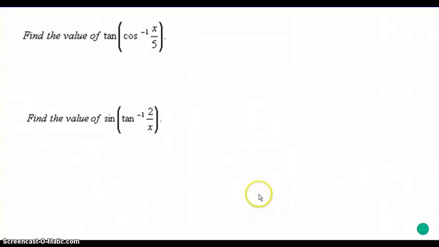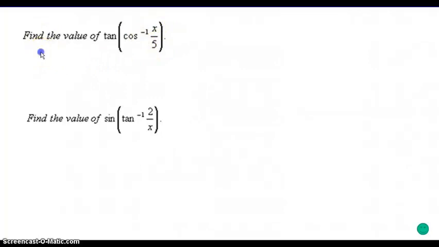We'll quickly finish up this lesson and then we'll get down to some homework and remind ourselves about inverse trig functions and things like that. So here's one that says find the value of the tangent of the cosine inverse of x over 5.